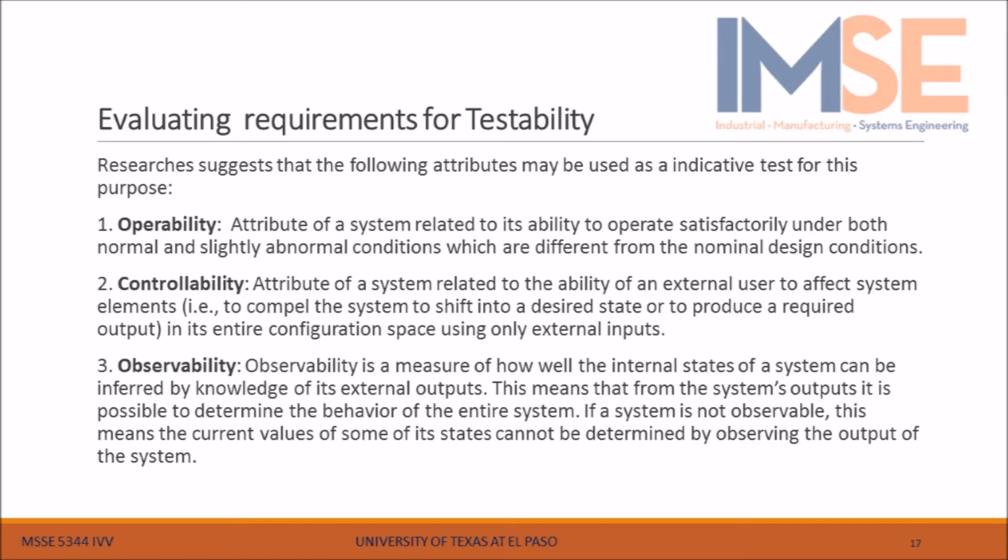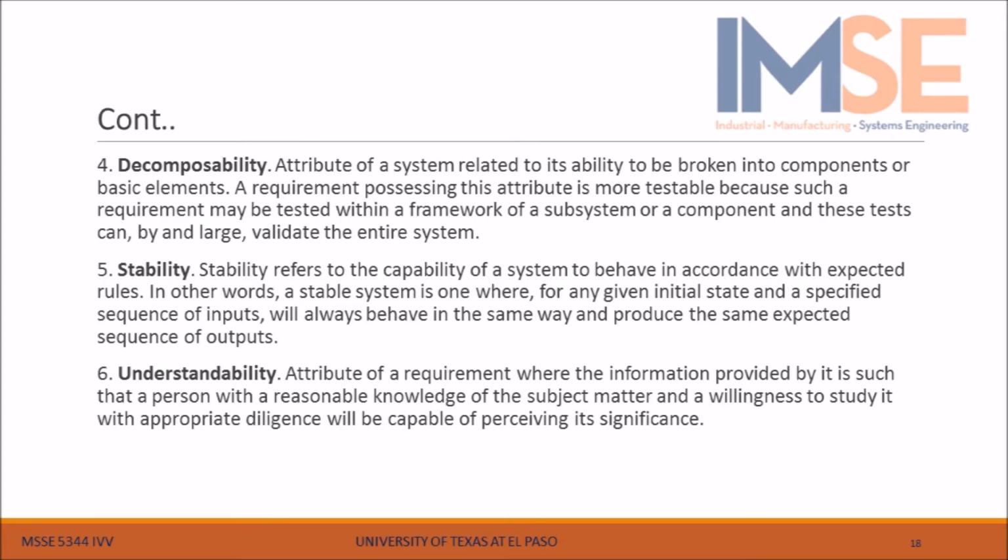Observability. Observability is a measure of how well the internal states of a system can be inferred by knowledge of its external outputs. This means that from the system's outputs, it is possible to determine the behavior of the entire system. Decomposability. Attributes of a system related to its ability to be broken into components or basic elements. Stability. Stability refers to the capability of a system to behave in accordance with expected rules. In other words, a stable system is one where for any given initial state and a specified sequence of inputs will always behave in the same way and produce the same expected sequence of outputs.